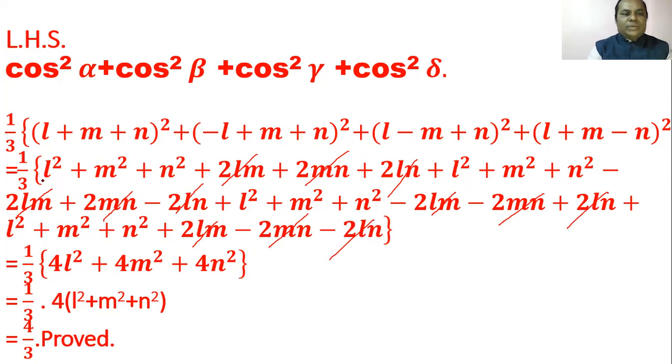So finally what we can see, l square is here, 2 l square is there, third l square is there, fourth l square is there. At last you will get here 4l square plus 4m square plus 4n square, and 4 you can take common, l square plus m square plus n square. So its value is 1.